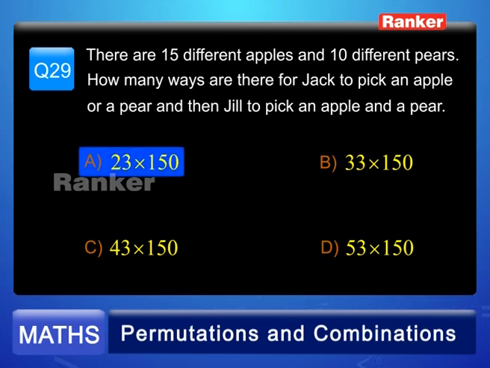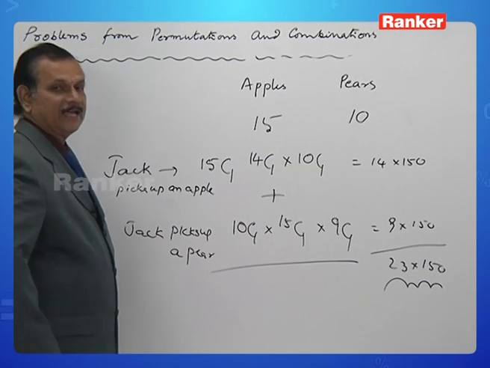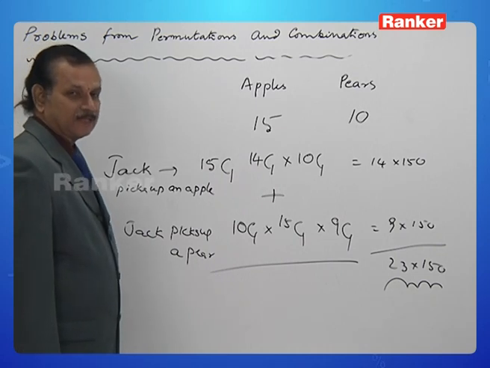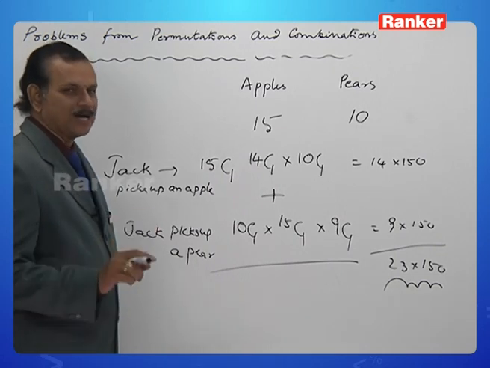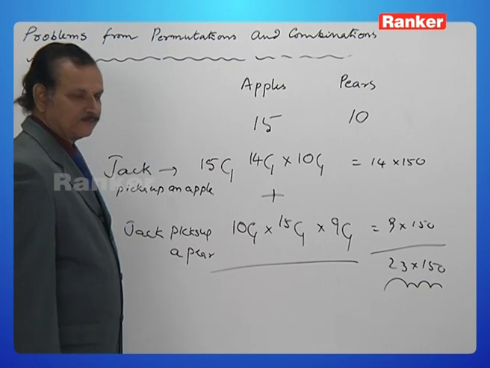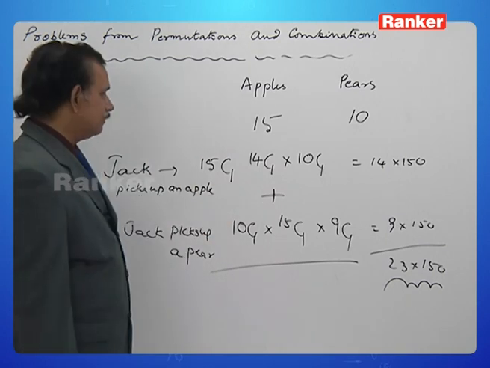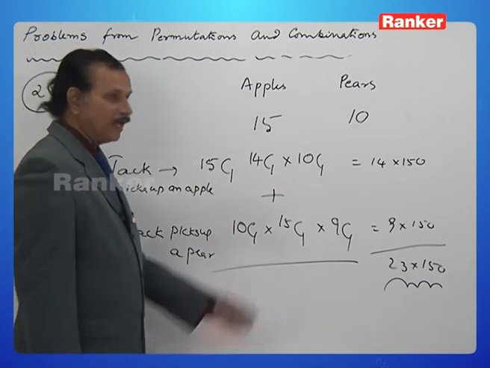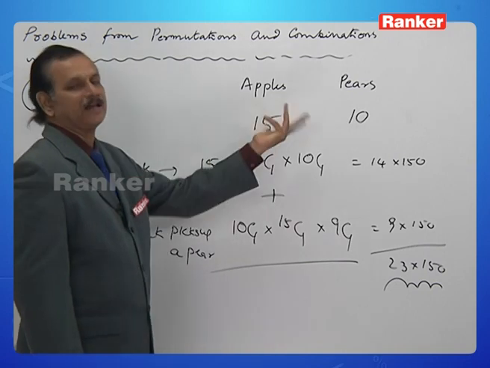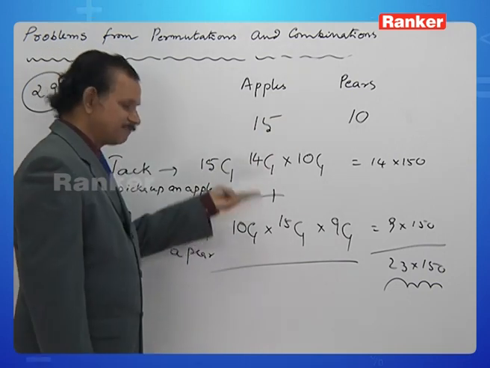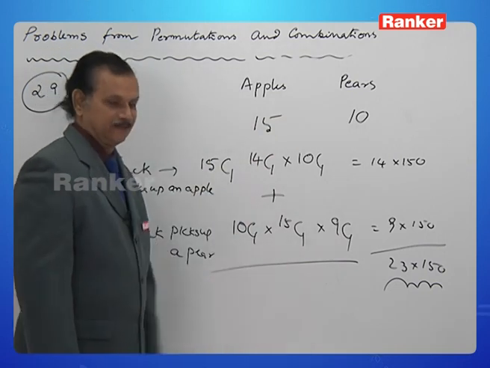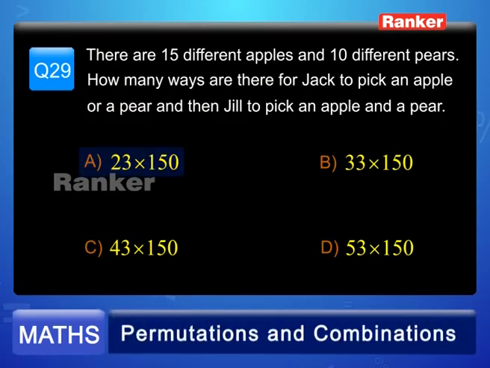That is option A. Here, you may have to understand the propositions given, 'or' and 'and'. Jill does two things at a time. What are those things? She picks up an apple and a pear. But Mr. Jack does any one of those, either this or that. So the number of ways must be added here. Hence 23 into 150 is the correct answer.